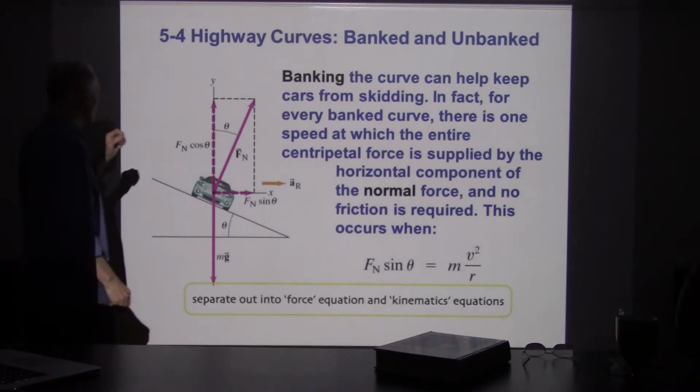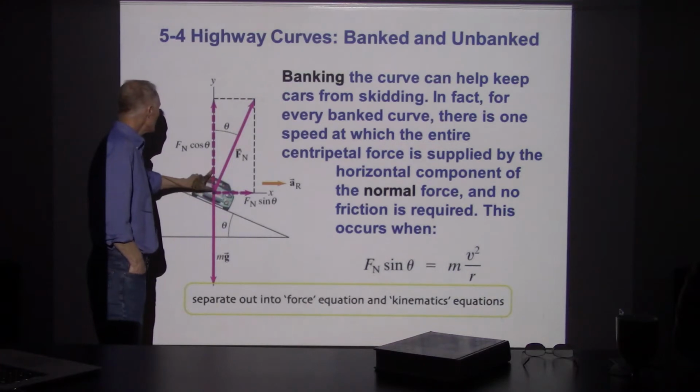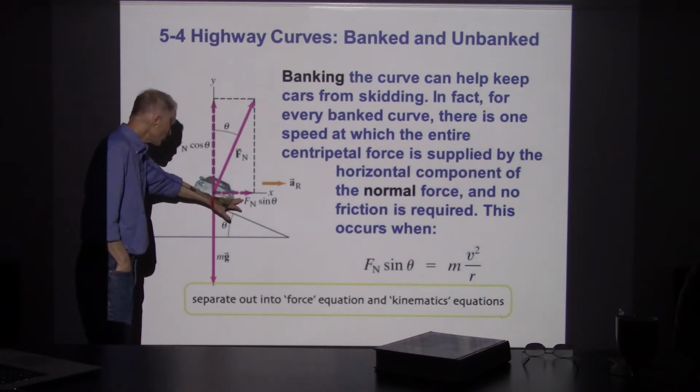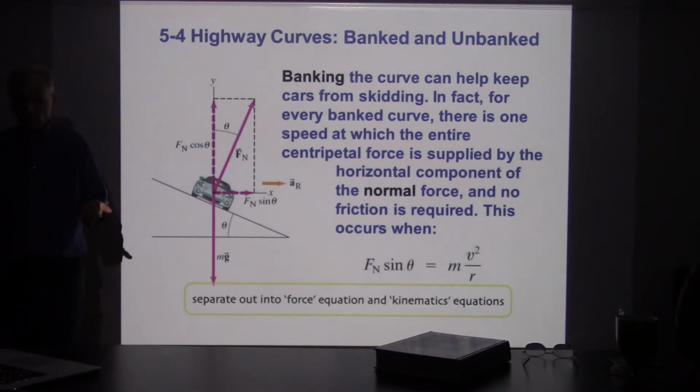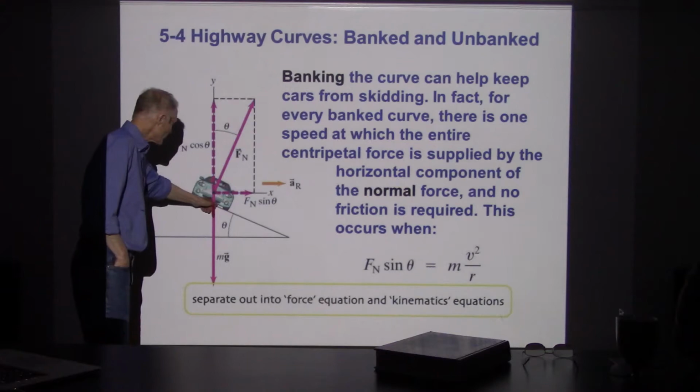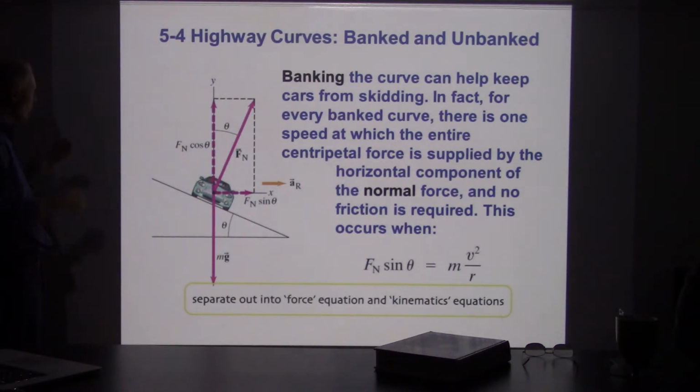The vertical component is going to be normal times the cosine of theta. The centripetal component, or radial component, is going to be the normal force times the sine of theta. Now mg is still downwards. Now in this example, we've got a banking thing going on.